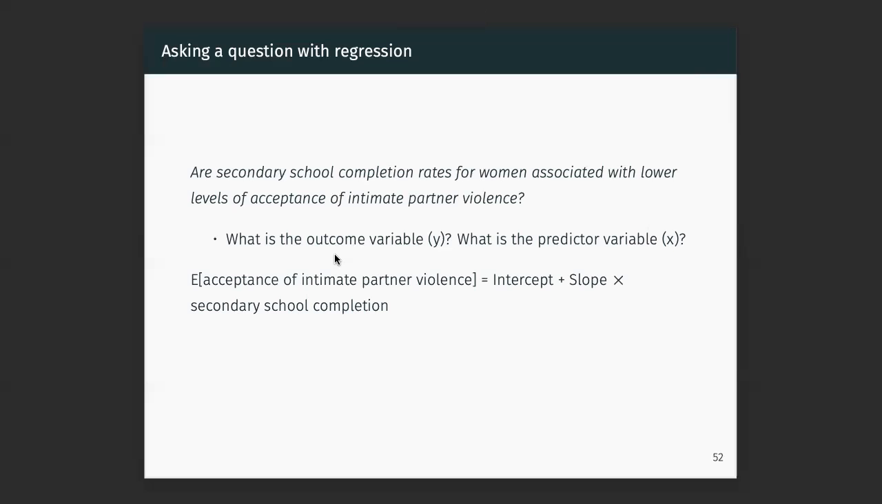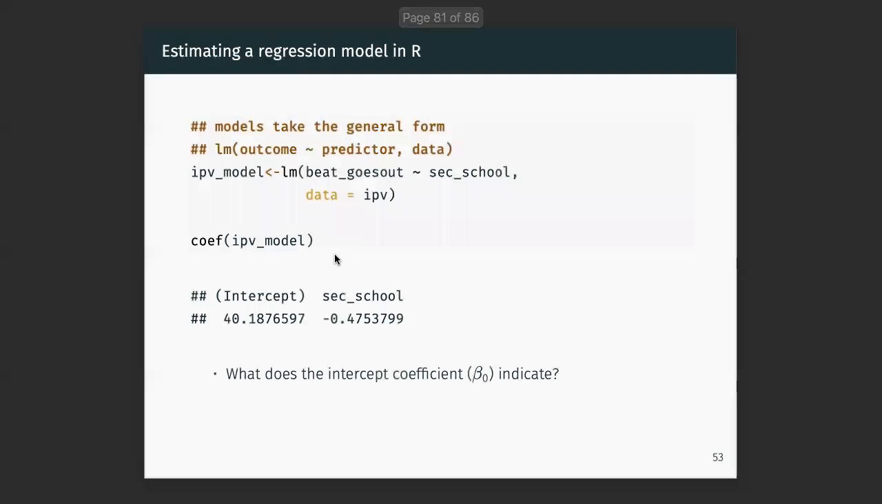So we can write this as the expected value of the acceptance of intimate partner violence for some country year i is equal to the intercept plus the slope times secondary school completion. In plain language, that's what I'm estimating. Our implied prediction is that the slope will be negative. So let's look at this.